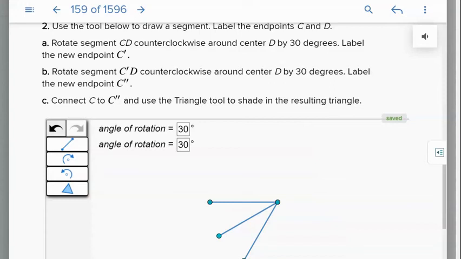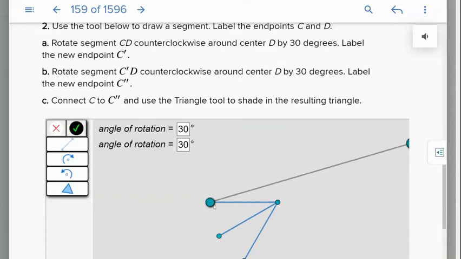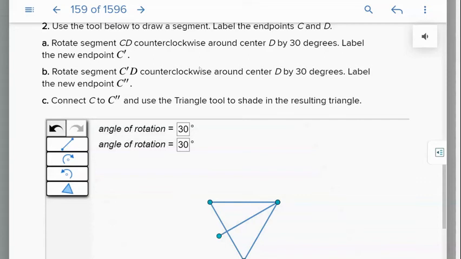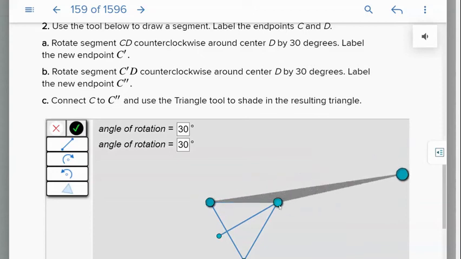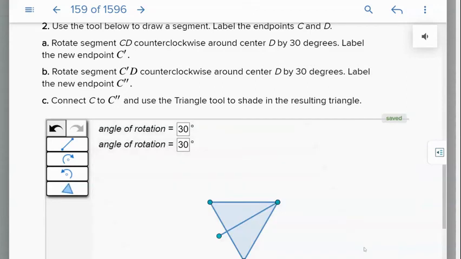Okay. Label new point C double prime. So C double prime is down here. Okay. Connect C to C double prime. So let's do that. We have C to C double prime. And then use the triangle tool to shade the resulting triangle. Okay, there's C, here's D, and here's C double prime.